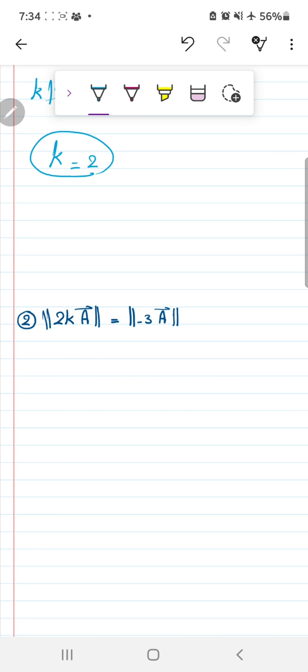The norm of 2k vector A equals the norm of -3 vector A. So the 2 stays 2, and k becomes modulus k. Why? Because we don't know whether k in the norm is positive or negative. It may be positive or may be negative. So we write modulus k.